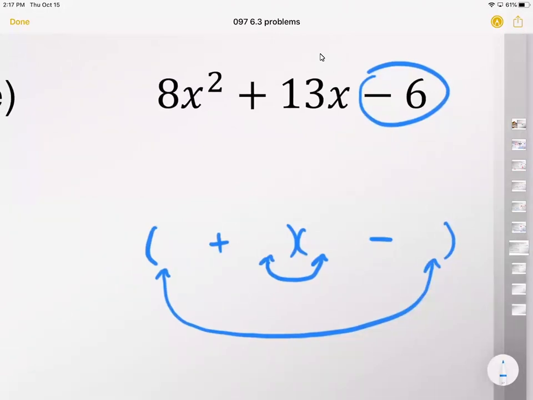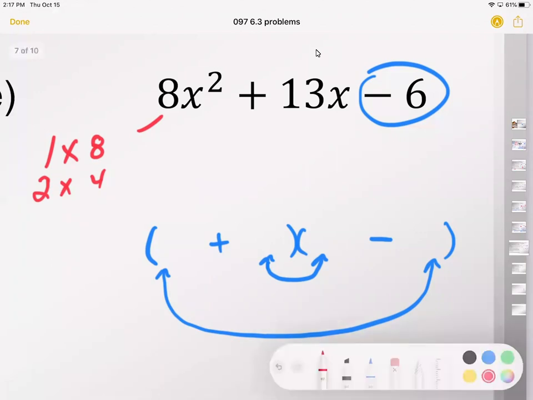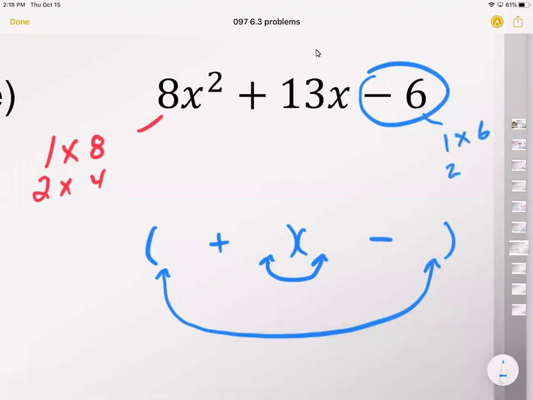So how do I fill in these numbers? What do I need to do? Well, I need to find the multiples of 8. What are the multiples of 8? Well, multiples of 8 are easy, hopefully. 1 times 8, 2 times 4. What 2 numbers multiply to give you 8? Well, 1 times 8 is 8, 2 times 4 is 8. And then we need to find the multiples of 6. The multiples of 6, hopefully you say, are easy. We did this earlier, which is 1 times 6 and 2 times 3.